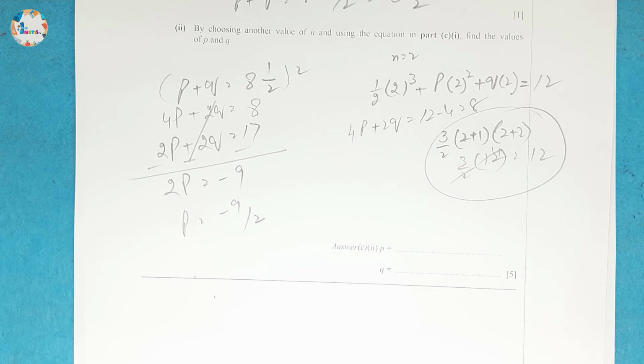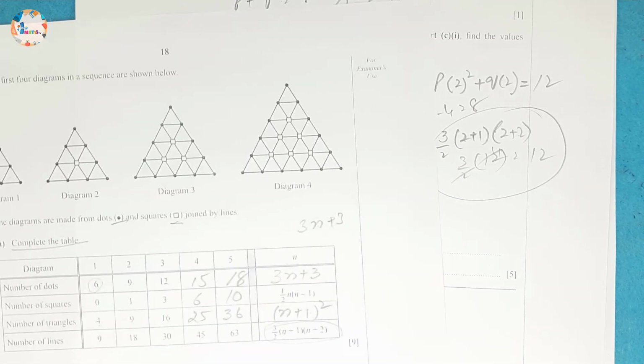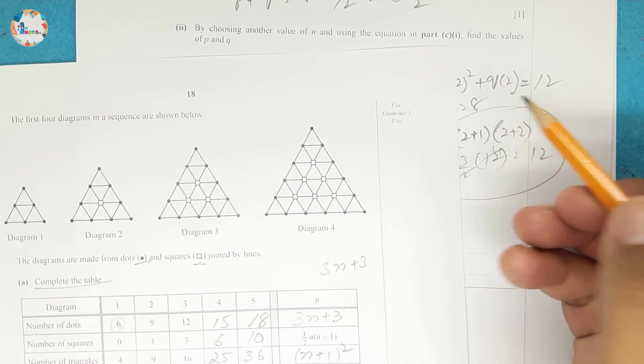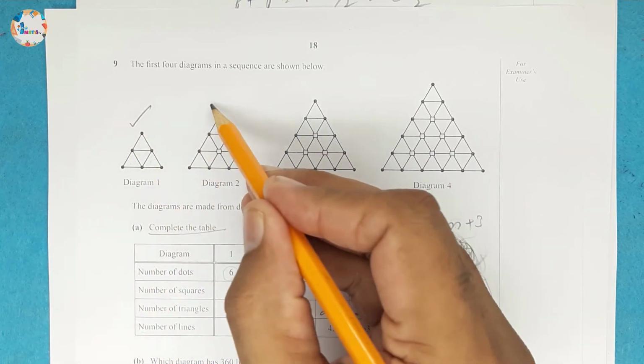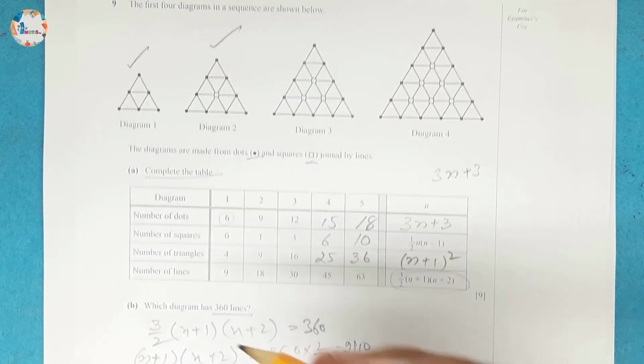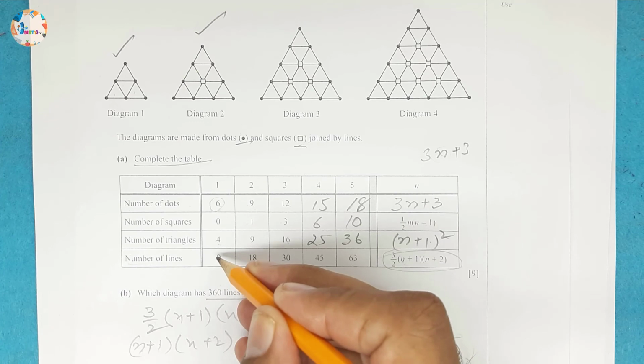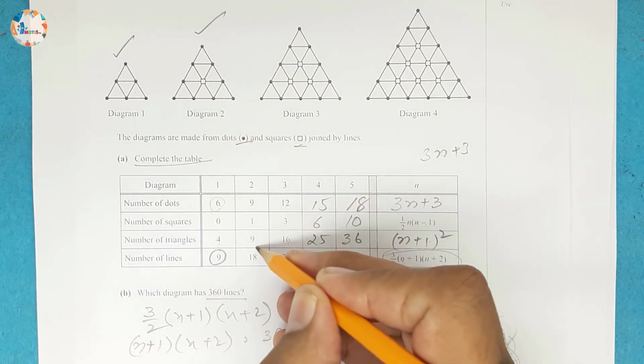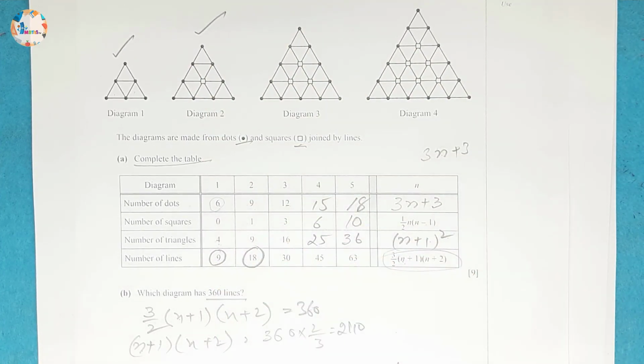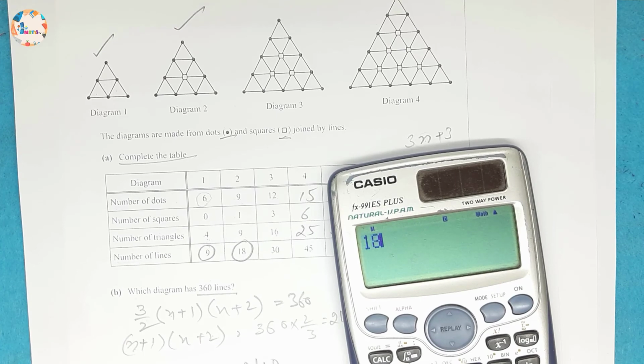So basically we have made a small mistake. For these first two drawings, the first one will have 9 lines and the second one will have 18 lines. So 18 plus 9 adds up to 27.